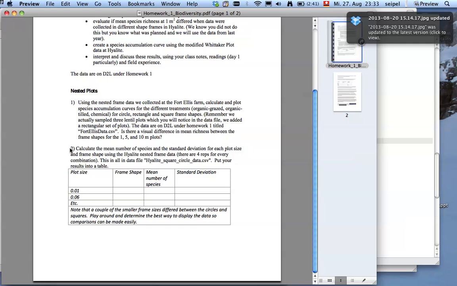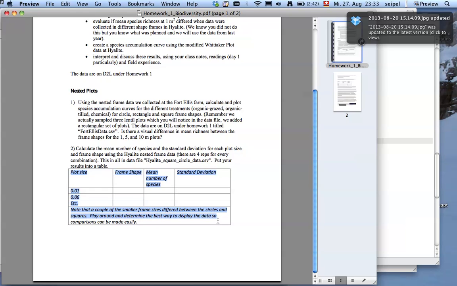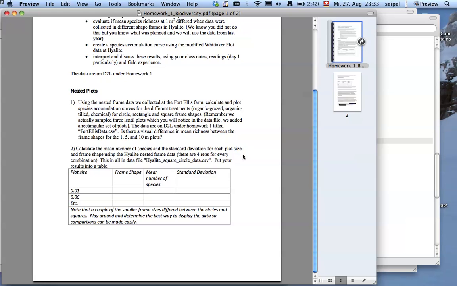And question 2 is: calculate the mean number of species and the standard deviation for each plot and shape size using the Highlight nested data. You'll want to fill in this table right here. You're going to have to add more rows to the table, just to be clear, all the way down in all the combinations, adding the shape of the frame, the mean number of species that occurred in it, and then the standard deviation of that richness, or that mean number of species.